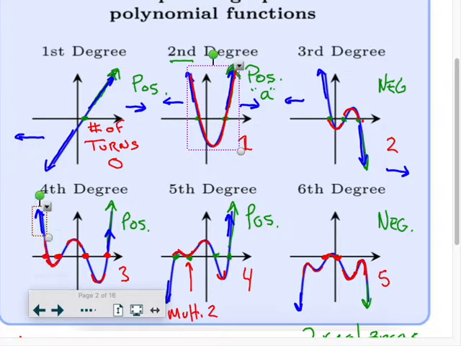Here, this graph, and then this graph over here. The odd degrees are going in opposite directions, even degrees are going in the same direction.